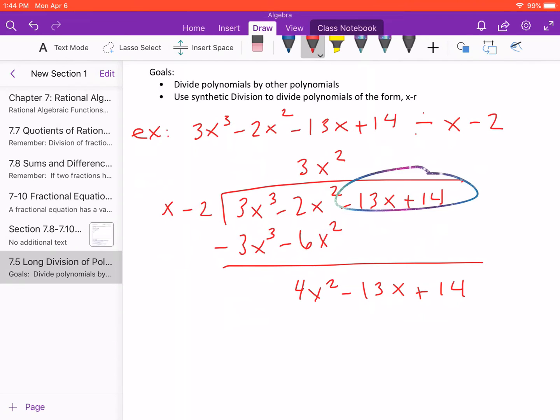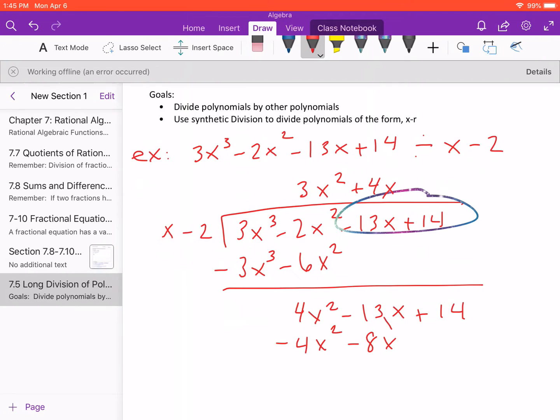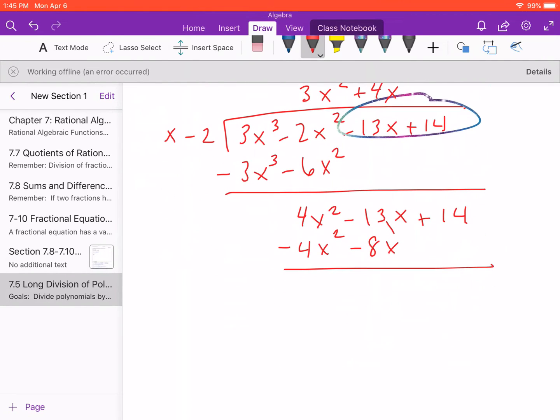Now that we have that remainder, we need to follow our first step again. So I'm going to take my 4x squared, which is here, and divide x into that. So I will have plus 4x, multiply it by the x minus 2, and then I will have minus 4x squared minus 8x. Go ahead and do that math problem. And I'm left with negative 5x plus 14.